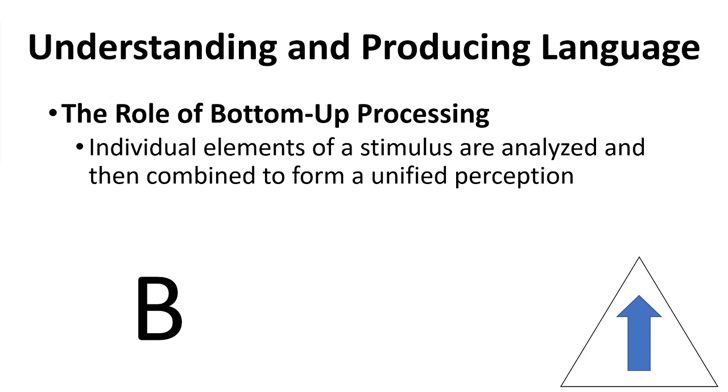Back in Psycho 104, you would have learned about bottom-up and top-down processing, specifically back in the chapter on sensation and perception. But we're going to talk about these types of processing this time specifically as it pertains to language. So let's start with the role of bottom-up processing. As a reminder, bottom-up processing starts with the individual elements of a stimulus that you can start combining together to form that unified whole.